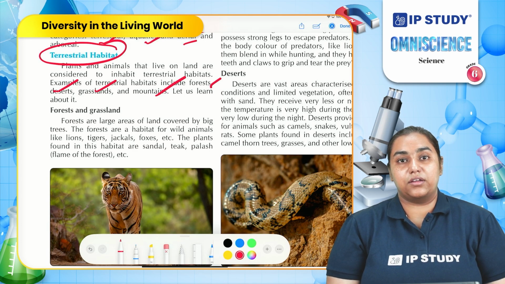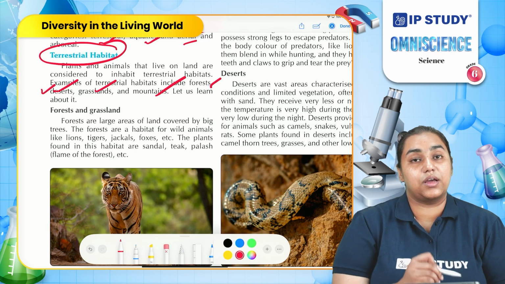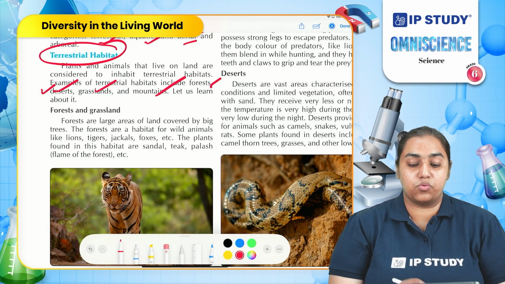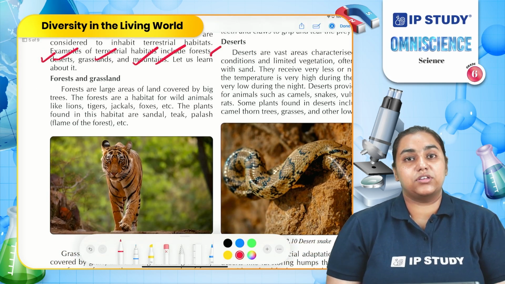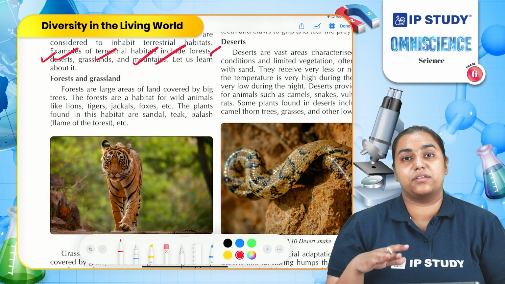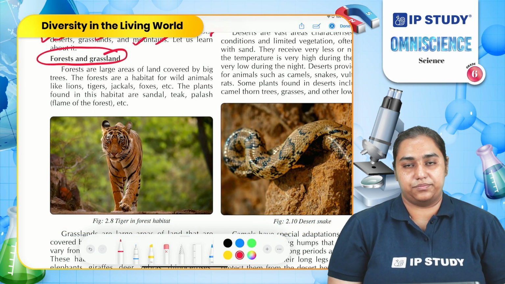If you are living in areas in India like Rajasthan, then you might find yourself in a desert habitat. If you go to the hill stations, you might be in a mountain habitat. So even on the terrestrial habitat, there are different categories of habitat where living beings stay. Let us start with forest and grassland habitat.